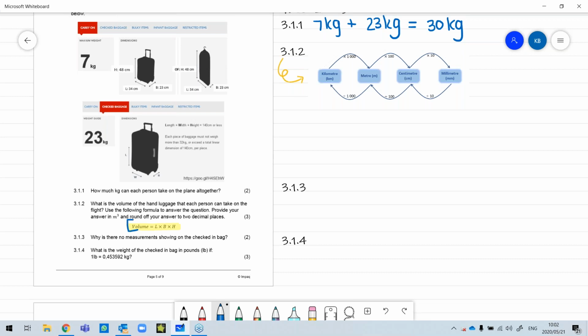So here they give you a formula to make use of. So first of all, let's copy that onto our answer sheet. Length times breadth times the height. Then let's have a look at the information we should use for the hand luggage.